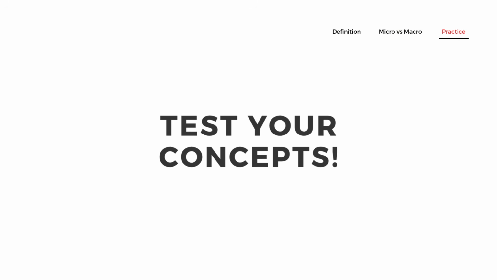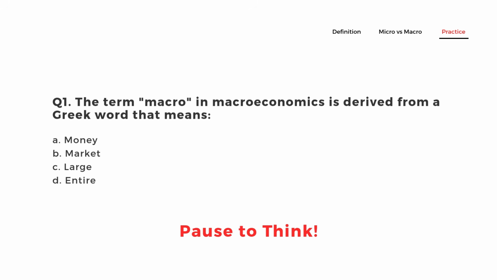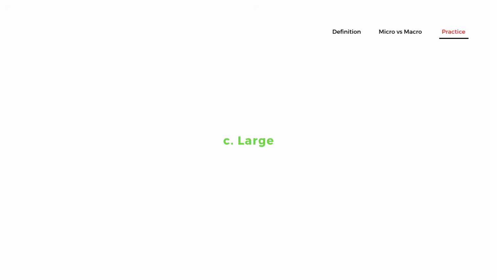And now it's time for our favorite part. Test your concepts. Let's check how well you understood what we just discussed. I will ask you 5 short questions. You can pause and try to answer them. Question number 1. The term macro in macroeconomics is derived from a Greek word that means. The correct answer to this question is C, large.